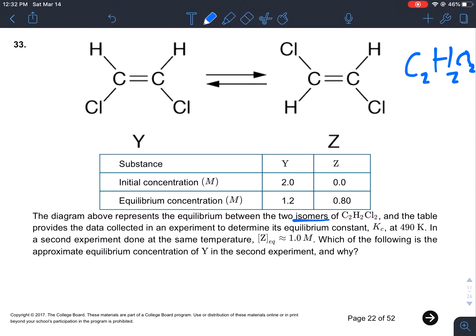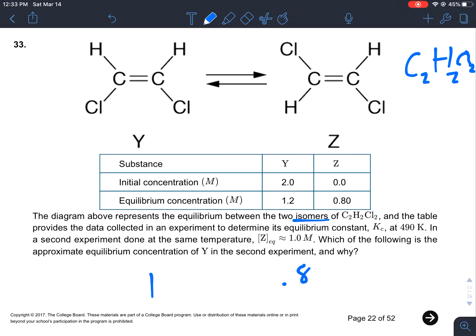The diagram represents the equilibrium between two isomers of C2H2Cl2, and the table provides data collected in an experiment to determine the equilibrium constant Kc at 490. In a second experiment done at the same temperature, you had 1.0 for Z. Which of the following is the approximate equilibrium concentration of Y in the second experiment, and why? Look, they're going to be proportional because they're at equilibrium like the first one. Let's set up the equilibrium of the first one. You had 0.8.